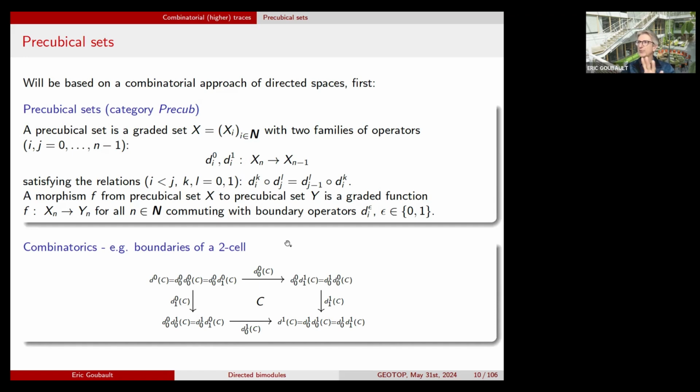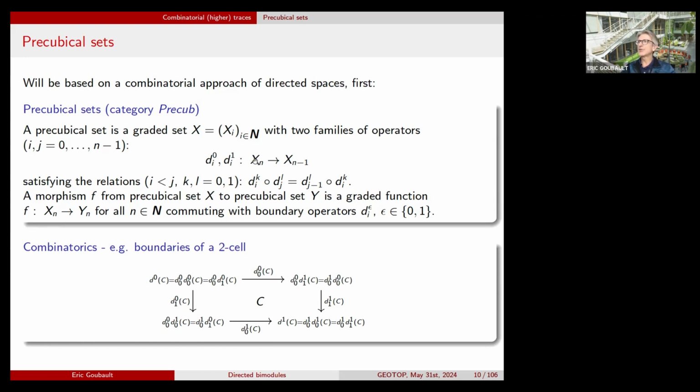So precubical sets are just made up of n-cells, which are n-dimensional cubes, and you would have two families of boundaries for these n-dimensional cubes. The start ones with the 0 on top of the operator, and the end ones with the 1 on top of the operators.